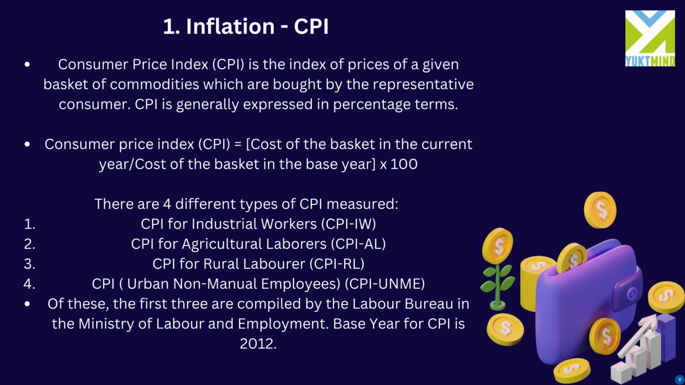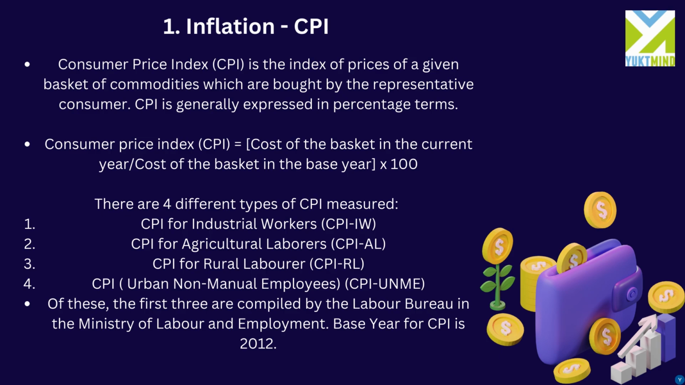Consumer Price Index is the index of prices of a given basket of commodities which are bought by representative consumer. So basically CPI is related to retail price levels in a market. So the formula for CPI is cost of the basket in the current year divided by cost of the basket in the base year multiplied by 100. So basically CPI is used by Reserve Bank of India for its inflation targeting. Why is it used by RBI?